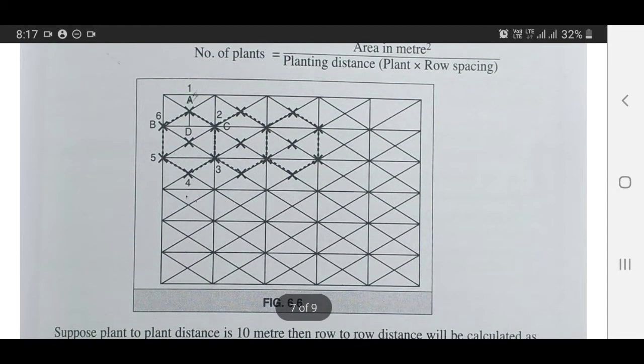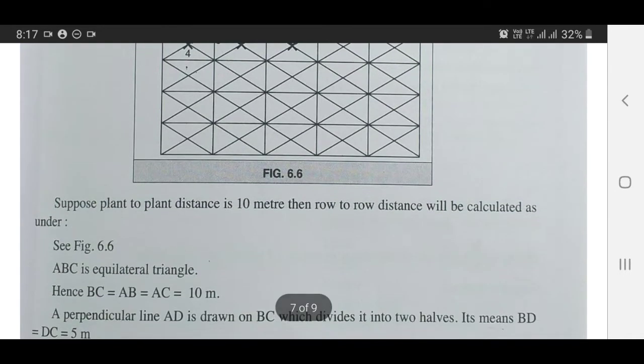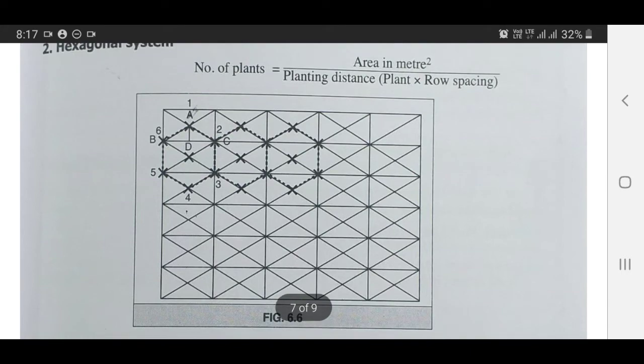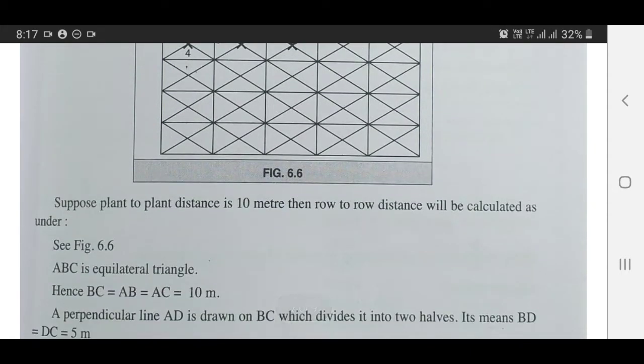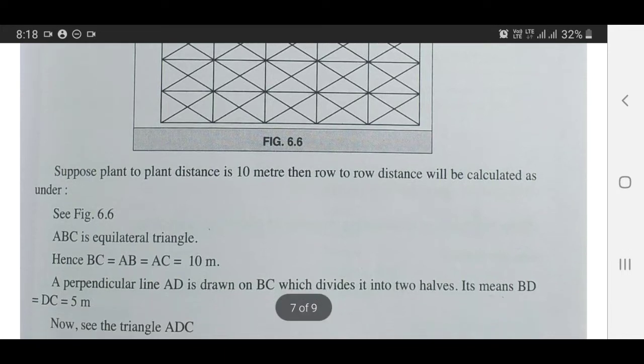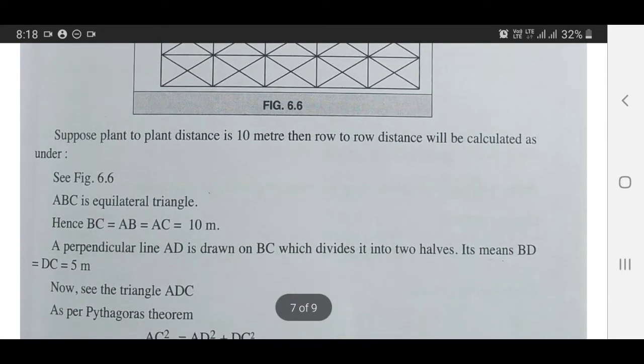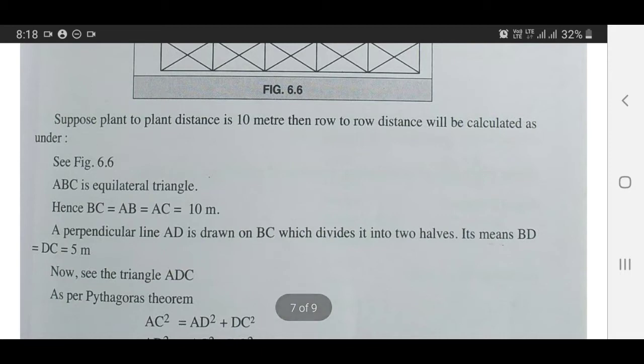Here in case of hexagonal system, ABC is an equilateral triangle and hence in this equilateral triangle BC is equal to AB is equal to AC, and all arms are 10 meter. A perpendicular line AD is drawn on BC which divides it into two halves. It means BD is equal to DC is equal to 5.